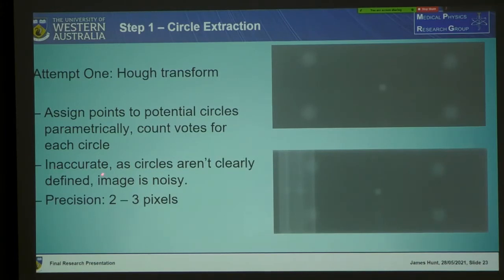This turned out to be rather inaccurate, as circles weren't clearly defined in these images, and the image is quite noisy. And I was finding a precision, at best, of like 2 to 3 pixels, which was quite a lot for what I was aiming for. It also had a lot of trouble dealing with these artifacts, and that created, like you can see here, something that kind of looks like a circle even though there's none there. The Hough transform was picking up a lot of things like that.